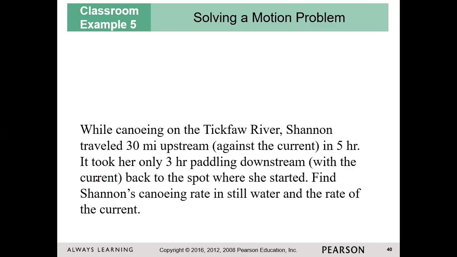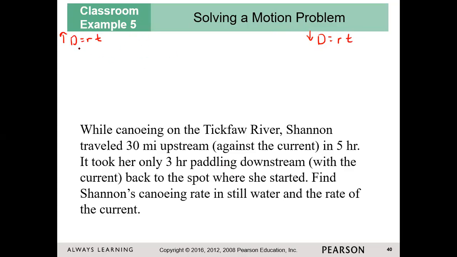Okay, so we can do this. So we know that she is going 30 miles, so that's pretty nice. And we know that she does that in 5 hours. And it only took her 3 hours paddling down the stream. So again, we're probably going to use the distance formula. Distance equals rate times time, and distance equals rate times time, of going up the river versus going down the river. And we know the distance is the same, 30 miles.